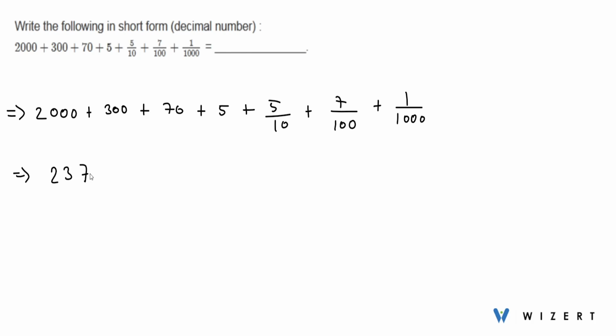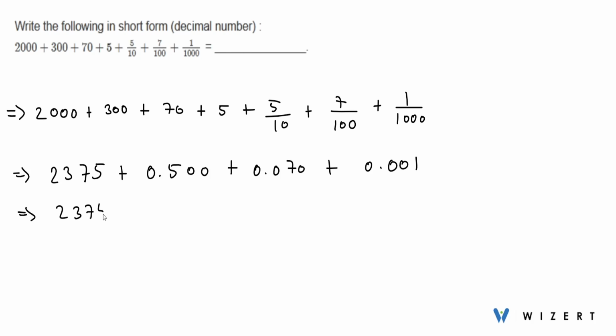So we have 2375 plus, now we have to convert these fractions into their decimal form. So 5 upon 10 can be written as 0.500, 7 upon 100 can be written as 0.070, and 1 upon 1000 can be written as 0.001. So let's add up all the decimals.